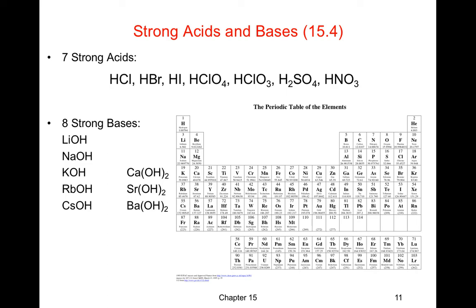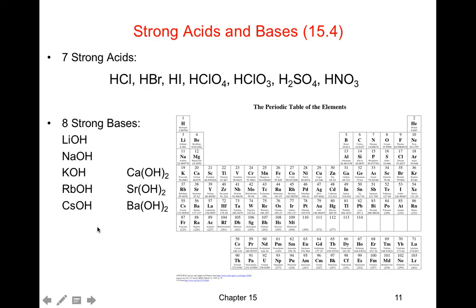All right, so I just wanted to finish up. I hate to ask you to memorize things, but in this case, you really have to memorize a few things. There are 7 common strong acids, and you need to be able to recognize these on sight. So you need to have these 7 strong acids memorized. And in this course, if we encounter an acid and it's not one of these 7 strong acids, then we'll assume it's a weak acid unless we're told otherwise.